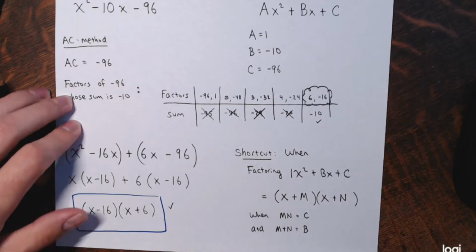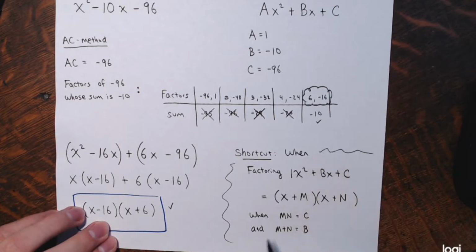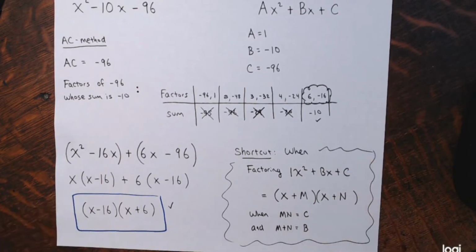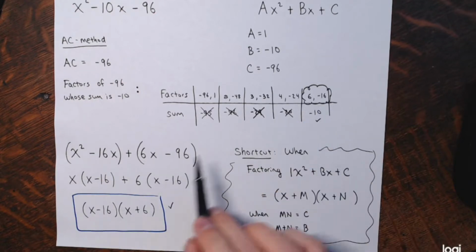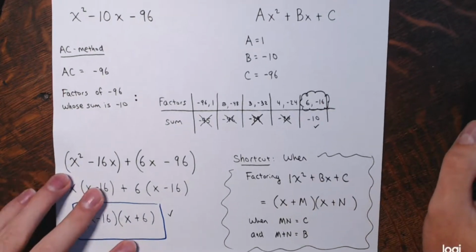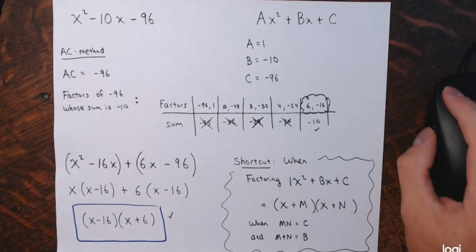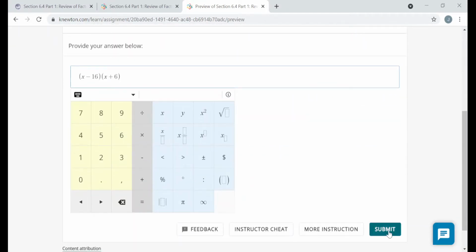This is only when the lead coefficient is 1, though, can you do this shortcut, right? Only when the lead coefficient is 1 can I just jump to the end like that. After finding this pair of factors, I could just jump to the end and say, oh, x plus 6 times x minus 16, and be done with it. But that's one more time, that's only when the lead coefficient is 1. Alright, so back here I'm going to enter my answer. X minus 16 times x plus 6. Or x plus 6 times x minus 16, doesn't matter.